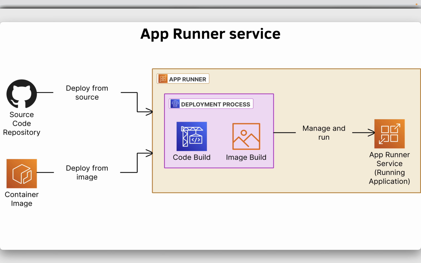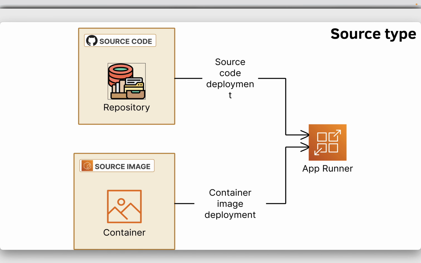So first is service, which is an AWS resource that App Runner uses to deploy and manage your application based on its source code repository or container image. An App Runner service is a running version of your application. Then source type, which we have seen already. This is the type of source repository that you provide for deploying your App Runner service, and the type can be source code or source image.